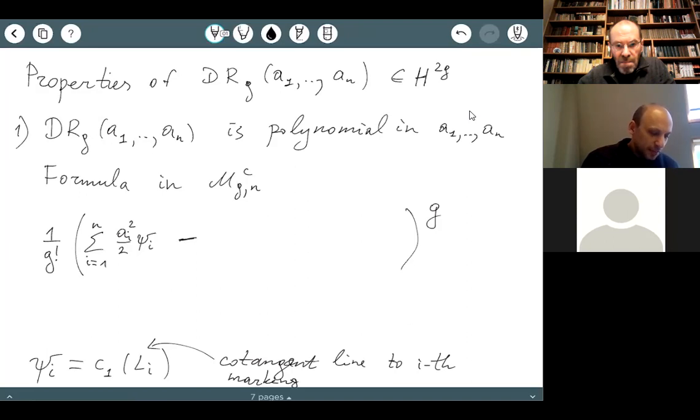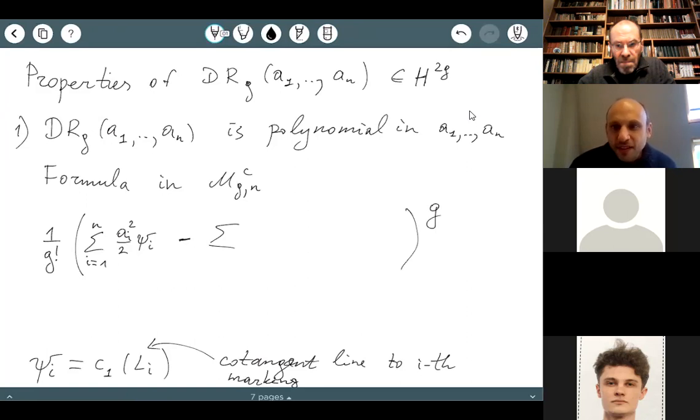I thought in this formula, the psi_i are the pullbacks from M_{g,1}. No. I'll tell you why in a moment. Indeed, in Hain's paper it is written in this way, but I am writing the formula with the usual psi classes, and I'll tell you what's the difference. So what I'm writing is correct. I'll make another comment in a moment.